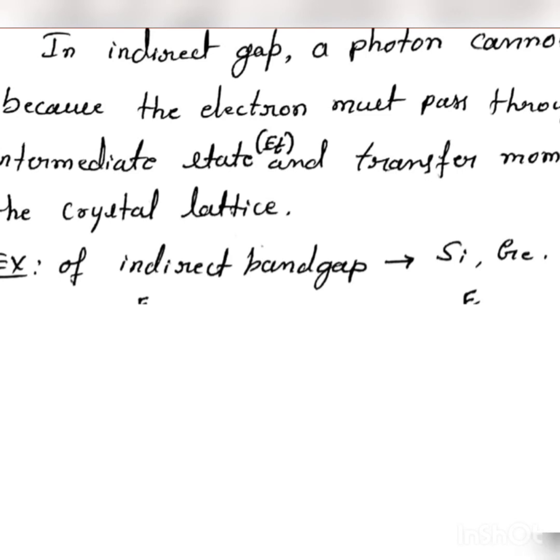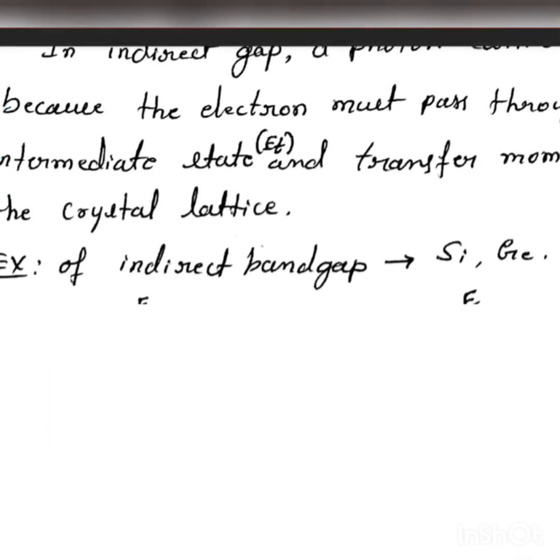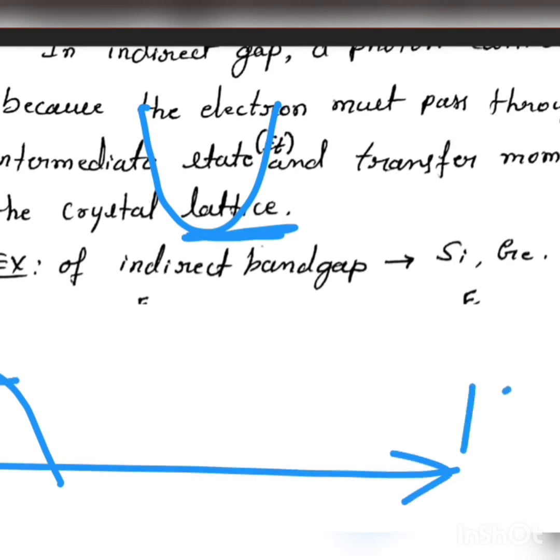So if I am drawing the figure, this is the conduction band and this is the valence band. These both are not at the same K. The K values are not the same. So we will draw it like this. This is the energy state, this is the conduction band, and this is the valence band. The conduction band minimum and valence band maximum are not at the same K value.